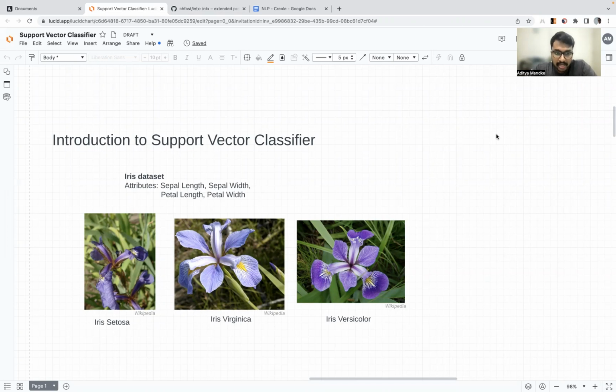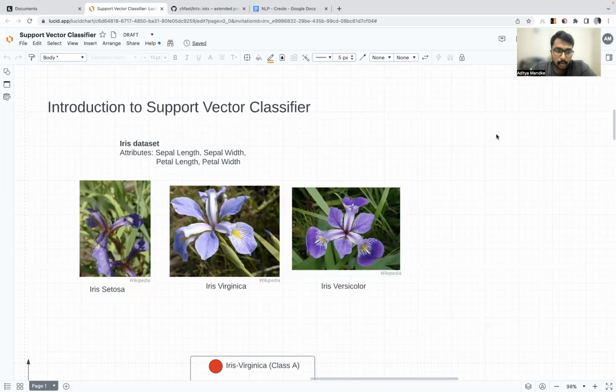Our dataset today is called the iris dataset. It has four attributes: sepal length, sepal width, as well as petal length and petal width. The data has been collected for three classes, that is, the iris species. They are called iris setosa, iris virginica, as well as iris versicolor.